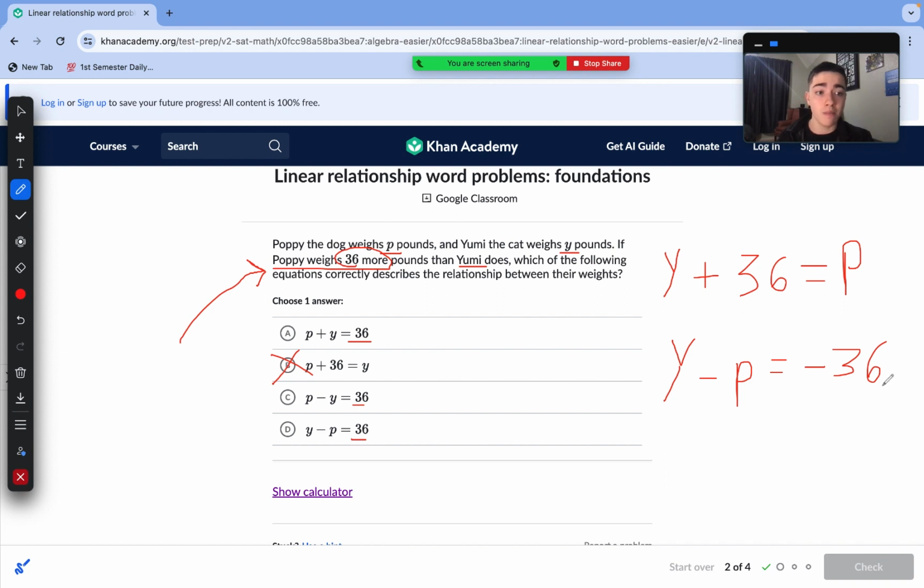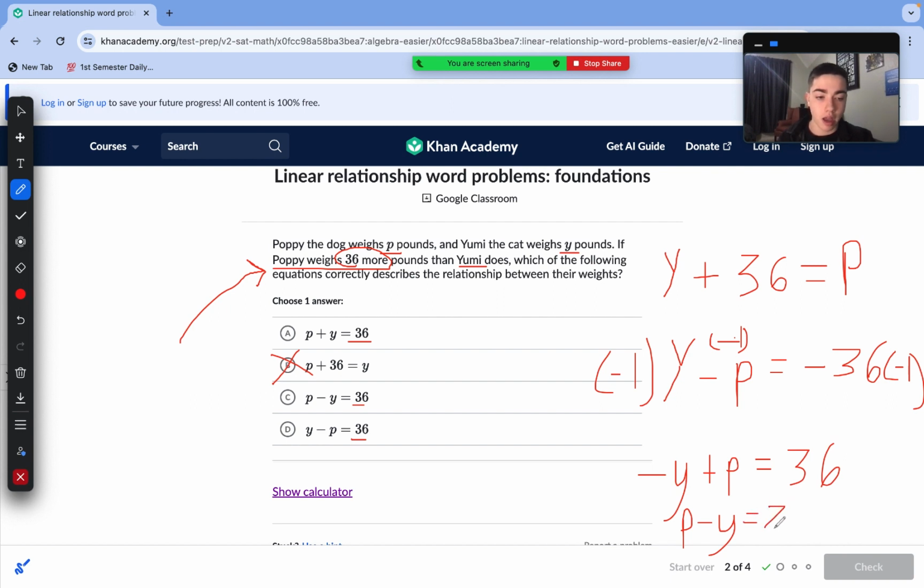So what we need to do is multiply every part of the equation by negative 1. So we have negative Y plus P equals positive 36. Once again, we still don't have something that matches. We need to reverse their roles, their sides. So P minus Y equals 36, which is still an equal relationship to our first equation.